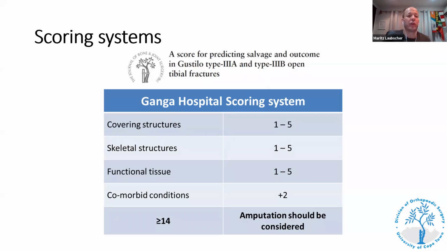All of you should be familiar with this. It's a scoring system where you give a score out of 5 for 3 main categories: the covering structures, so the skin and the fascia; the skeletal structures, this is the bone; and the functional tissue, this is the nerve and muscle; and then there are some comorbid conditions where you can add a modifier of 2. In cases of 14 and more, you should consider an amputation. And they showed in their series that a score of 17 and more correlated 100% with eventual limb loss, and you should consider an amputation initially.